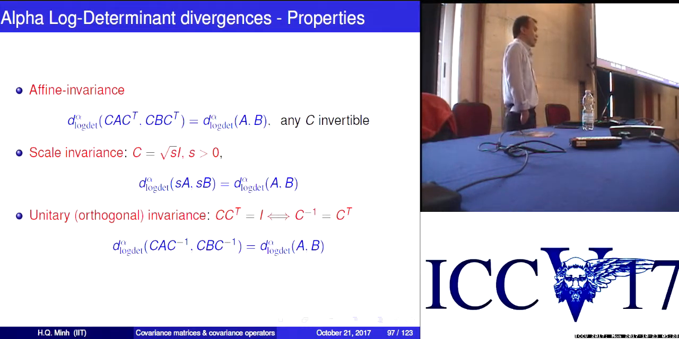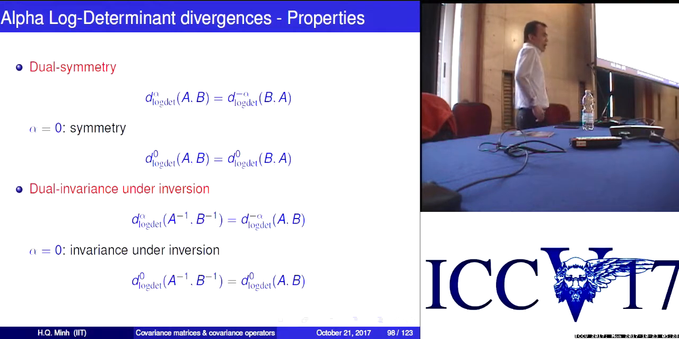because they are affine invariant. If we transform them by the same affine transformation, then they remain the same. And they are scale invariant. So you need the invariance in the special cases of the affine invariance. So these can be verified. And it satisfies something we call the dual symmetry. So log det alpha of AB is equal to log det of negative alpha BA. In particular, in the case when alpha is equal to zero, then it's symmetric. So this is the case of the symmetric Stein divergence. So it's symmetric if and only if alpha is equal to zero.